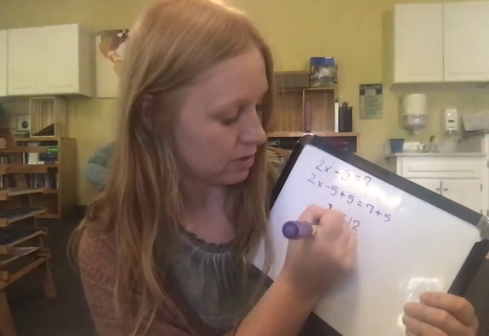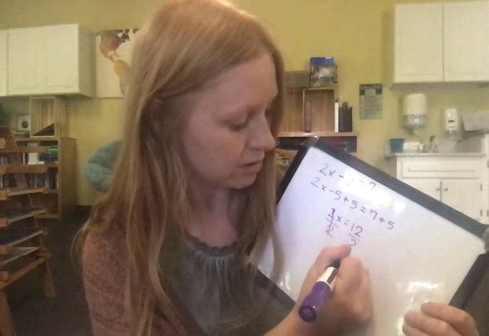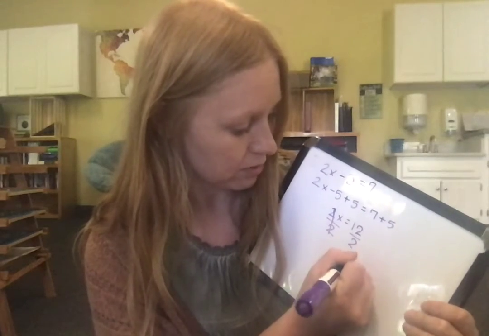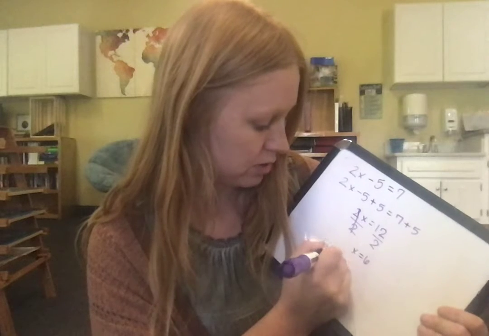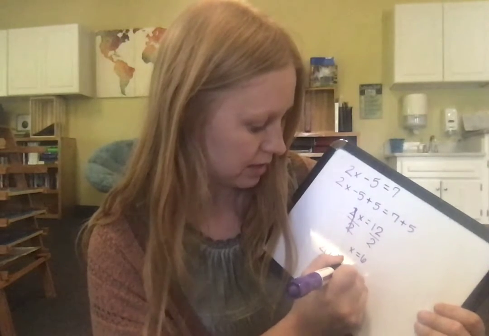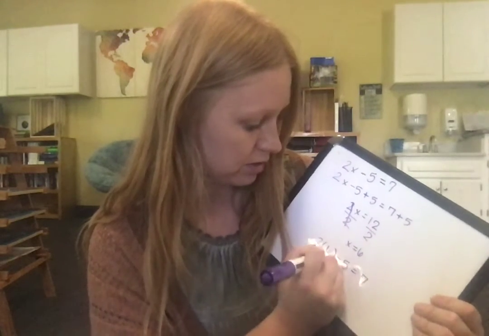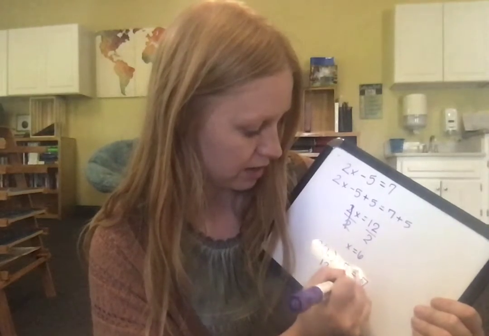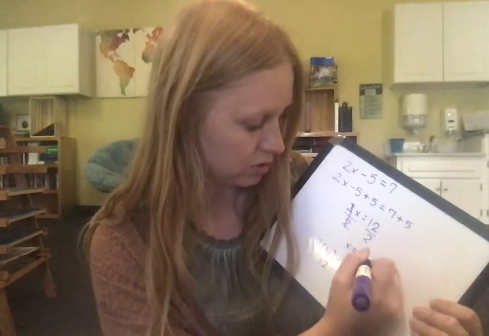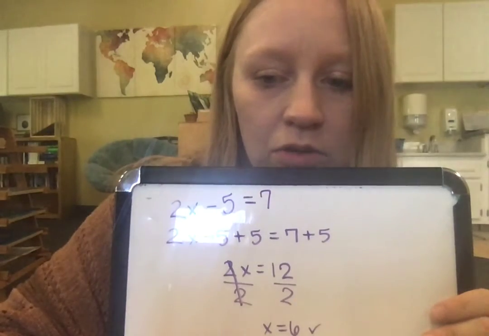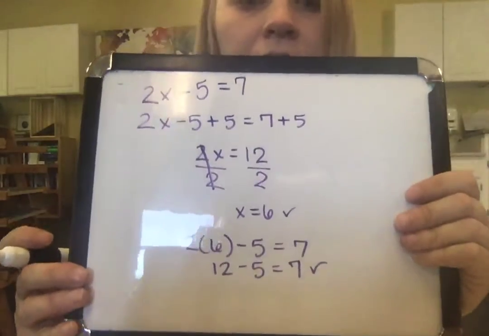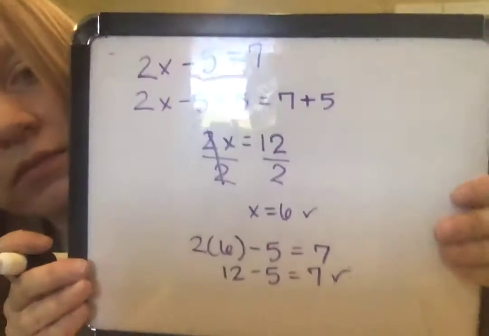2 divided by 2 gives us 1. 12 divided by 2 gives us 6. X equals 6. And if we plug it back in, 2 times 6 minus 5 equals 7. 12 minus 5 equals 7. And that is true. So our equation is also true. Should we keep going? I think we should.